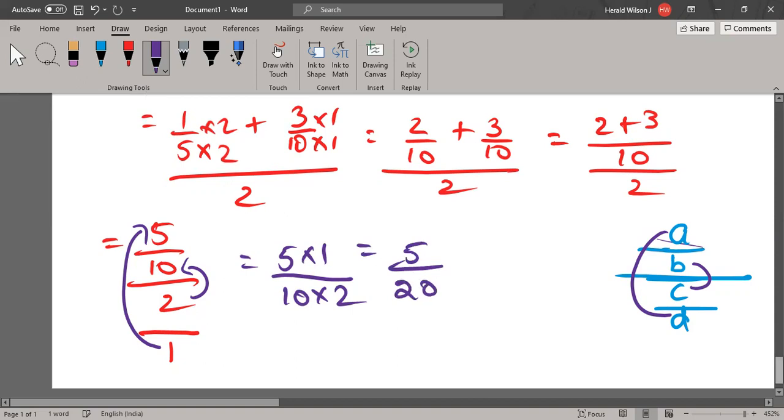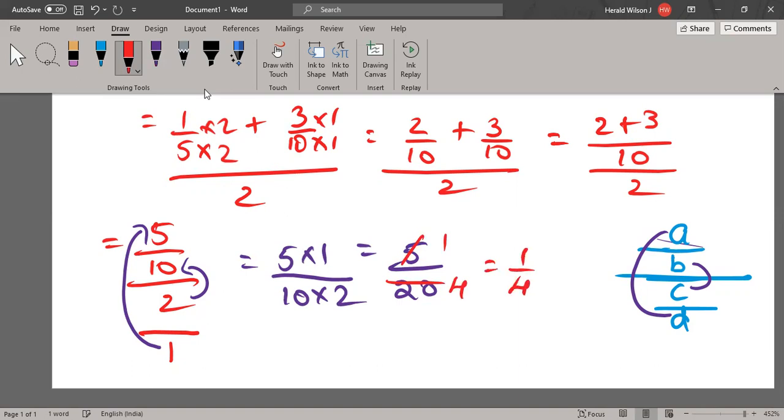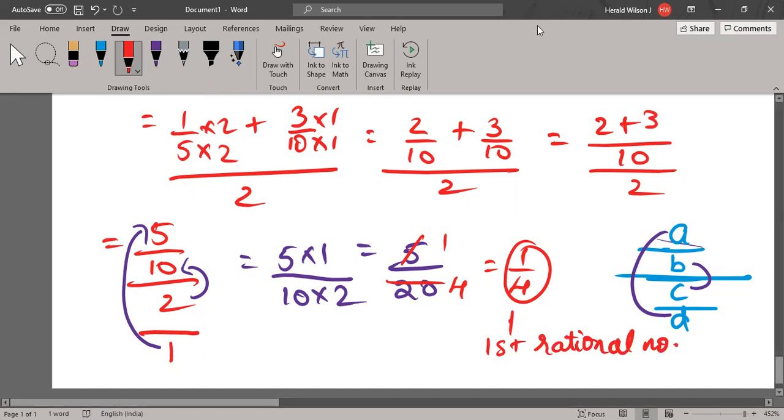Teachers might give a different method. No problem if you find that also comfortable. Absolutely no issues. But this is how I solve my sums and I get the answer right. So can I further simplify this by 5, to 1 by 4? So 1 by 4 is your first rational number. Clear? So now let us move on to the second one.